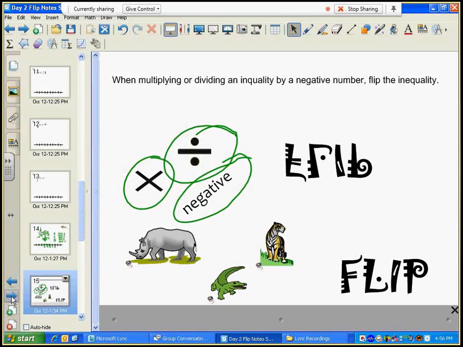And in school, I'll tell you how all these guys sound, because whenever you're multiplying or dividing by a negative, I want you to think of a tiger, a crocodile, a rhinoceros, a siren. Woo! That's an alarm for you to say, I got to flip the inequality. Warning sign should go off in your head. Okay, let's see what happens.